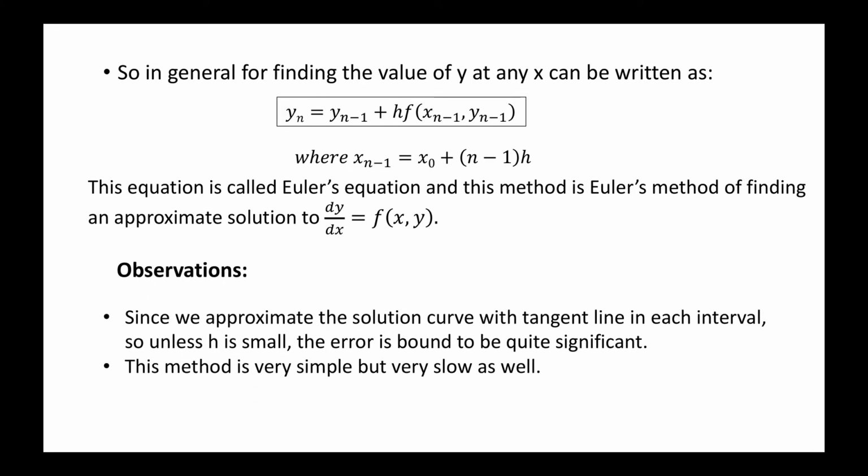Now what we observe from this method is, since we approximate the solution curve with a tangent line in each interval, unless h is small, the error is bound to be quite significant. So in order to get better accuracy, we have to take a smaller step size, and this method is very simple but very slow as well. So these are two observations from the graphical representation of this method.